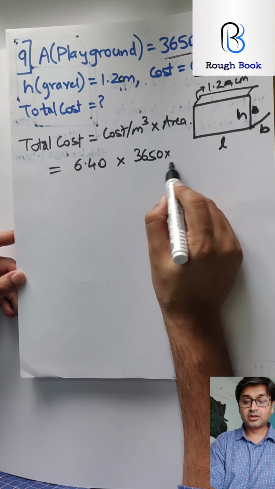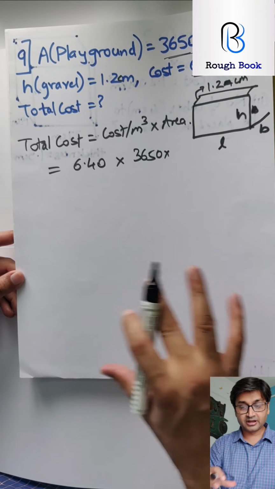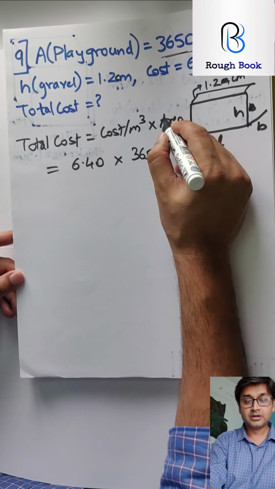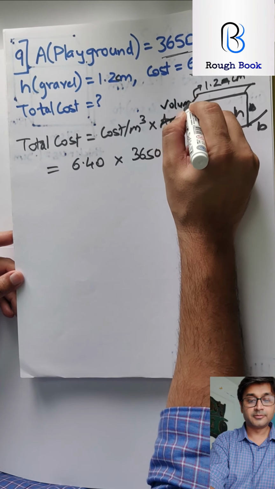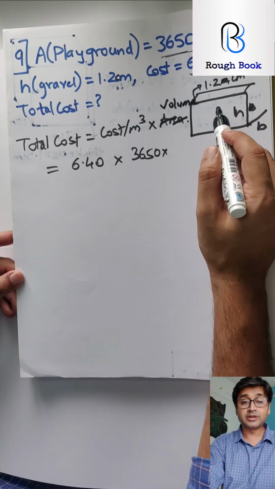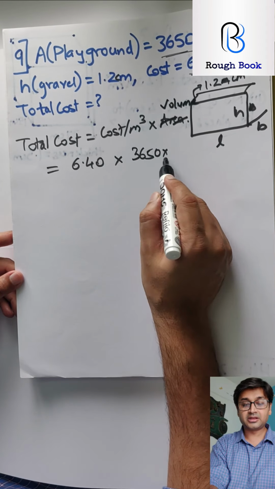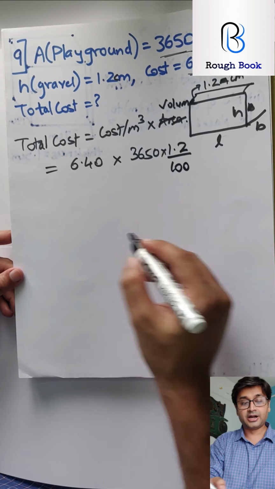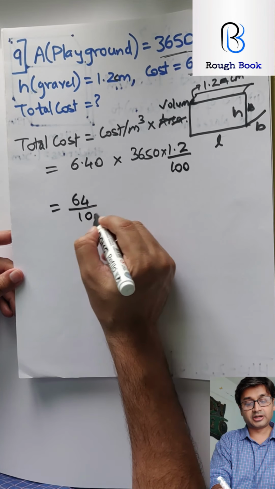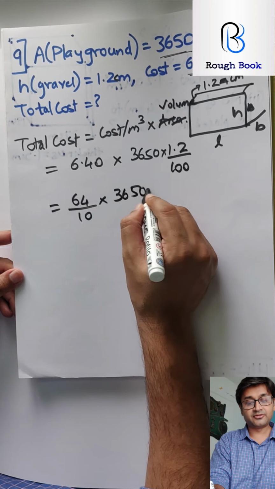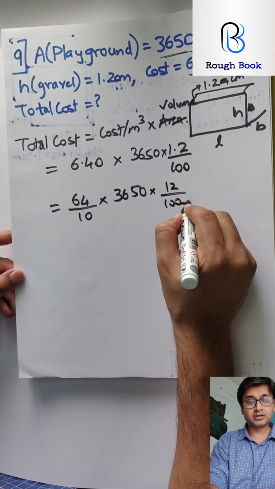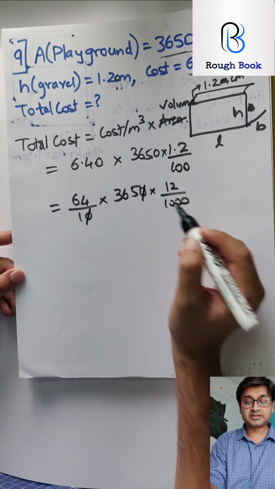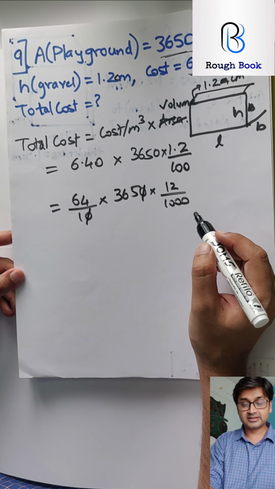So in that case the total area that is required is going to be length into breadth into height, or you can say the volume rather. So better word will be volume over here. So we are trying to find out the volume that is required. So length into breadth into height, which is 1.2 centimeters. So divided by 100. So 64 upon 10, 3650, 12 upon 1000. Removed one more decimal, so 0. So this 0 gets cancelled. Let's see what else can be cancelled.